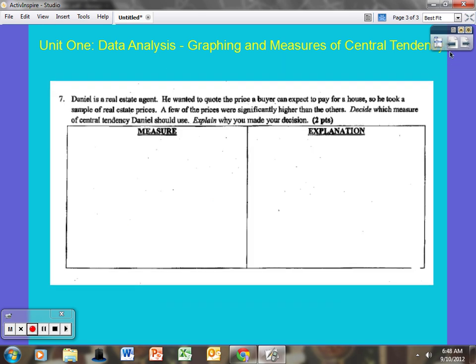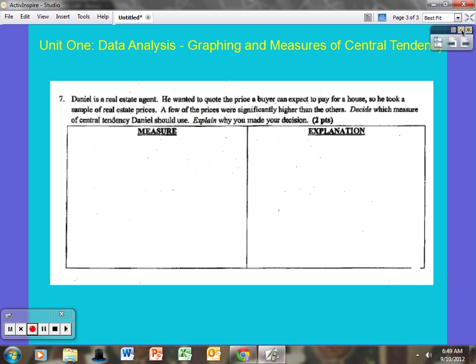Alright, let's take a look at this question. Ooh, this was a brutal one. Daniel is a real estate agent. Okay, so he sells homes. He wants to quote a price a buyer could expect to pay for a house, so he took a sample of real estate prices. A few of the prices were significantly higher than the others. Decide which measure of central tendency Daniel should use. Explain why you made your decision.